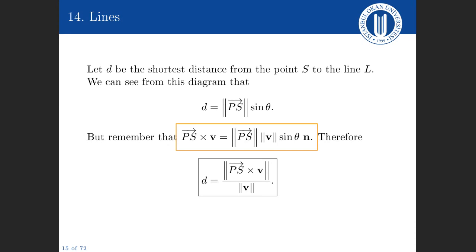But you will remember the formula for cross product from last week. The cross product of the vector PS and V is norm of PS, norm of V, sine theta, and then a unit vector n. And remember, because n is a unit vector, the norm of n is equal to 1. So we don't need to worry about this. Combining these two together, we have our formula for the distance. The distance from a point to the line is the norm of PS cross V divided by the norm of V.